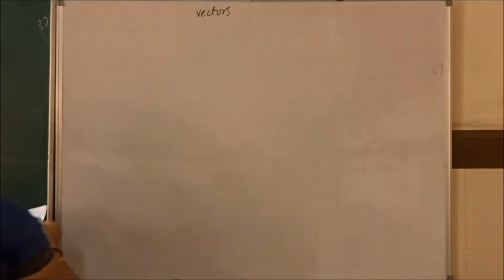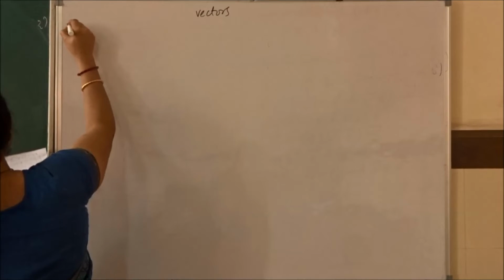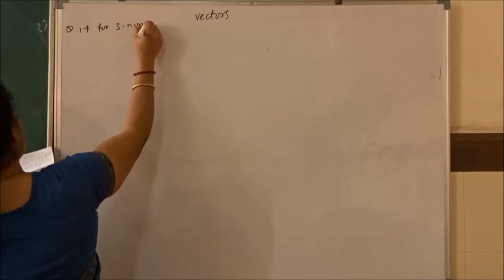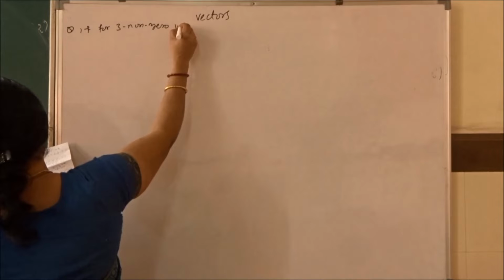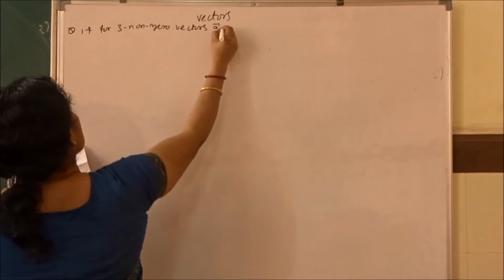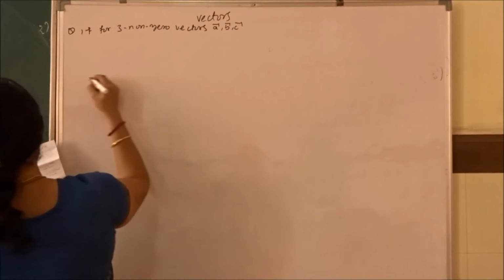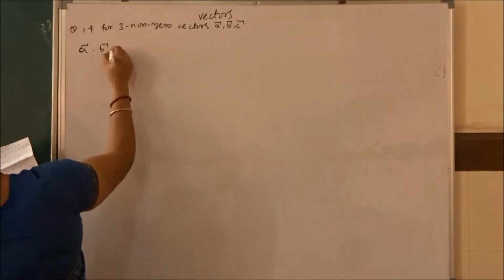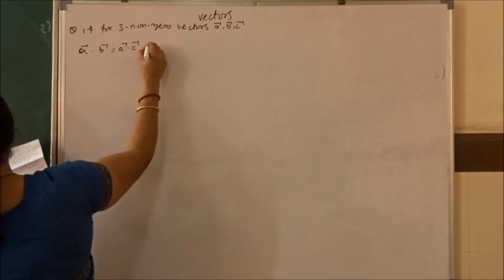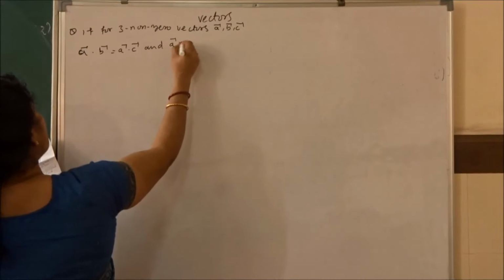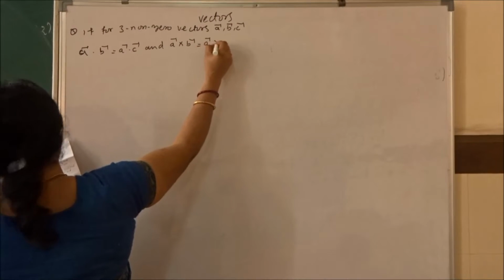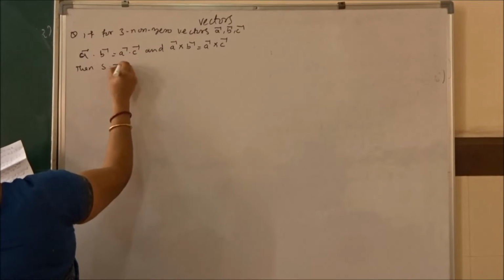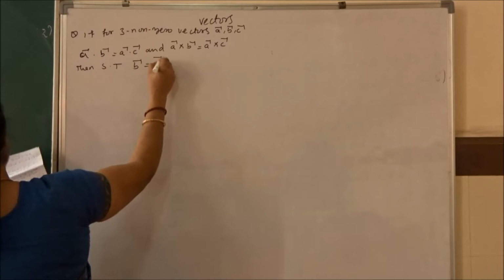Question number 3 I am taking. If three non-zero vectors, that is A vector, B vector, C vector, satisfy A vector dot B vector equal to A vector dot C vector, and A vector cross B vector equal to A vector cross C vector, then you have to show that B vector equal to C vector.